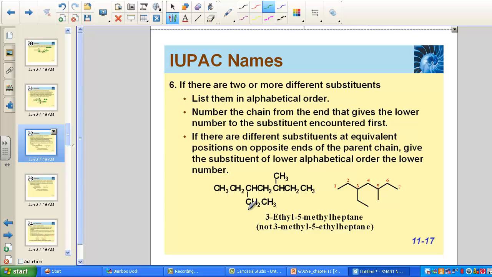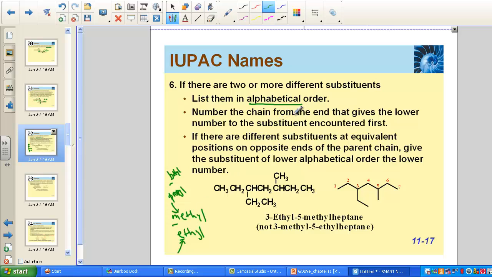If there are 2 or more different substituents, we list them in alphabetical order. Alphabetical order. So think about what I just said. Methyl, ethyl, propyl, and so forth. These are what we're referring to as alphabetical order. Ethyl would get named first before methyl. Methyl would get named first before propyl. Butyl would get top priority because it starts with a B. So we're naming these alkyl branched carbons in alphabetical order.